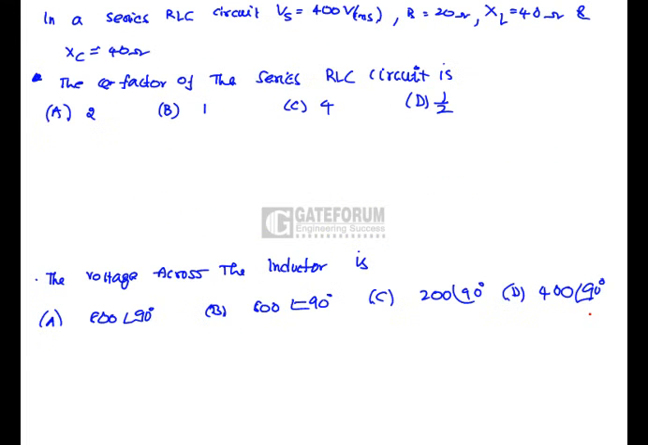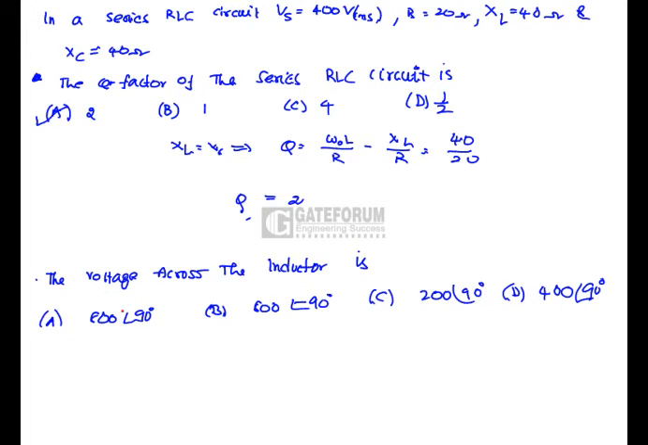In the RLC circuit, Vs is 400 volts RMS, R equals 20 ohms, inductive reactance is 40 ohms, and capacitive reactance is 40 ohms. We have to calculate the Q factor of the series RLC circuit. Here in the data itself they have given XL equals XC, which means the circuit is at resonance. In that case, the Q factor is omega naught L by R, which is XL by R, 40 divided by 20, which equals 2. That is option A is correct.